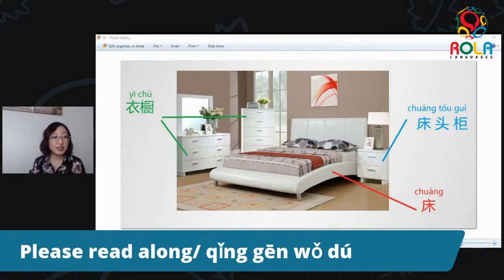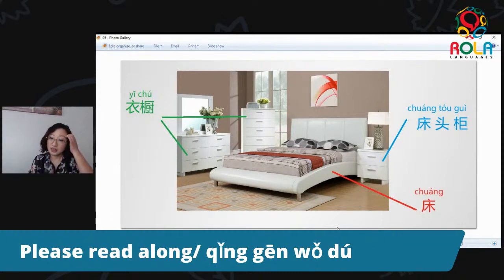And last but not least, dresser. For dresser, we call it 衣橱. 衣橱. We've learned quite a bit about 衣, which means clothing. And 橱 means cupboard. So basically, it's a cupboard that holds your clothing items. So, dresser.